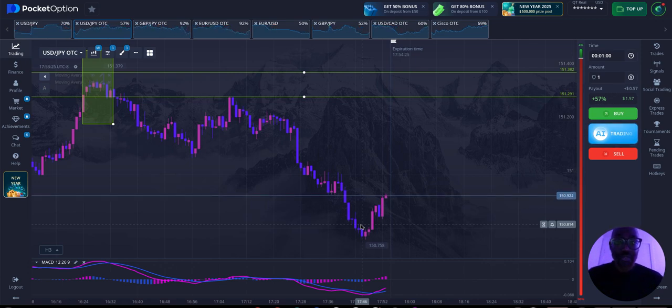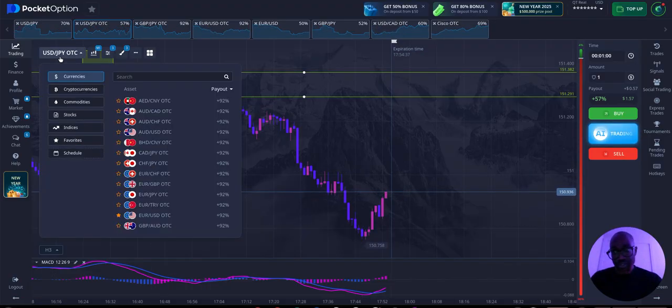OTC binary options can include a variety of synthetic assets like currencies, commodities, or custom indices designed to mimic real market behavior, which is true. We have a ton of different OTC pairs. Some of these are new to me, but they probably are currencies that you can look up, like this one.